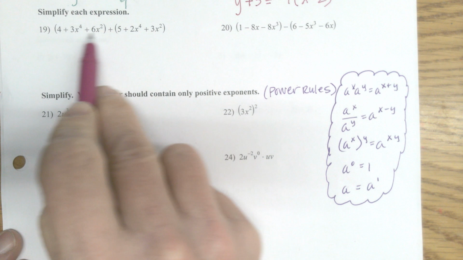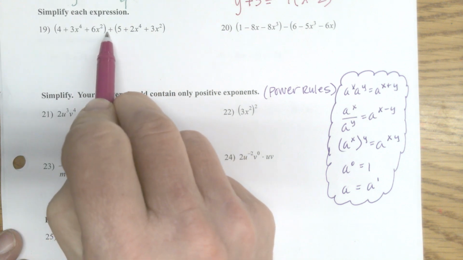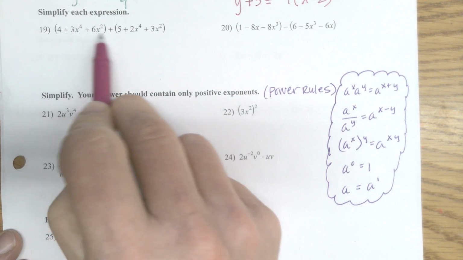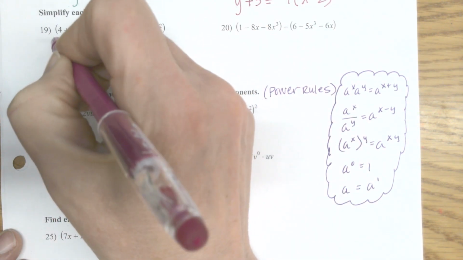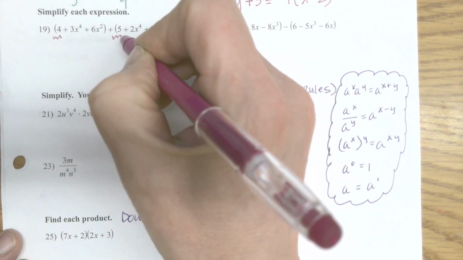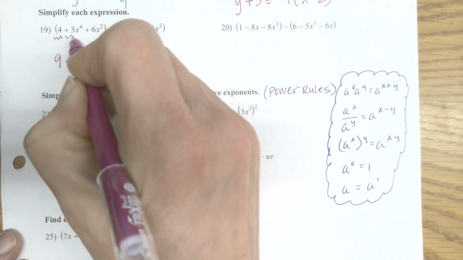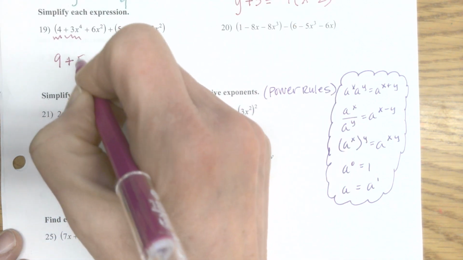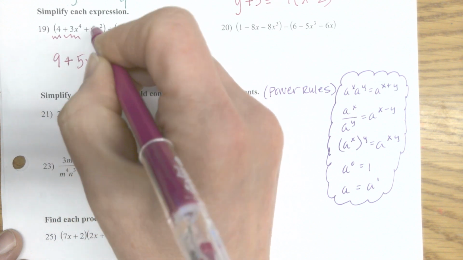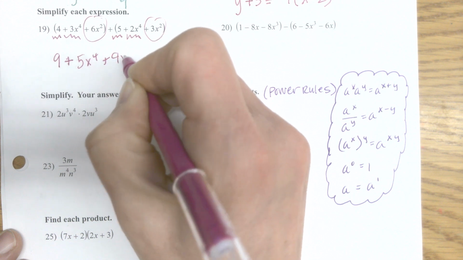When I'm adding polynomials, I just have to find the like terms. And because it's plus, nothing fancy happens. Everything stays as is. I just combine it as I see it. So 4's like term is 5. I do 4 plus 5 or 9, plus 3x to the 4th plus 2x to the 4th. That's 5x to the 4th plus 6x squared plus 3x squared plus 9x squared.